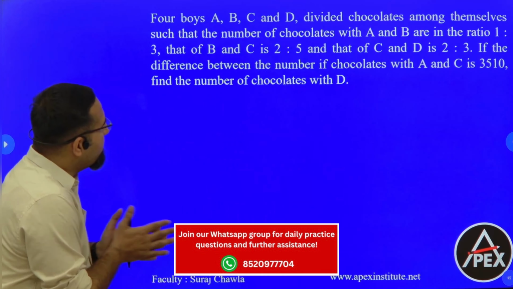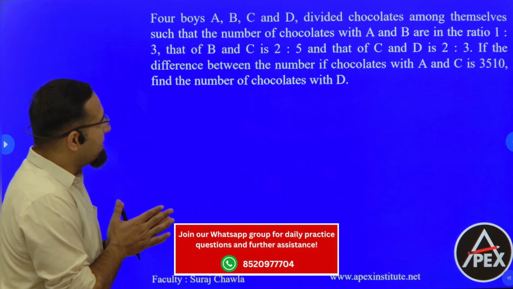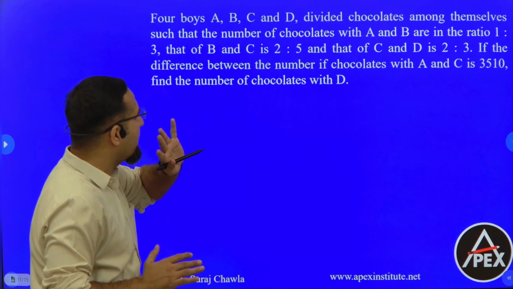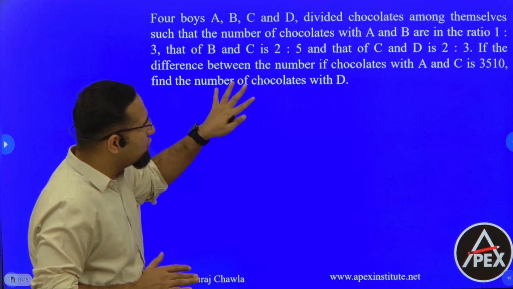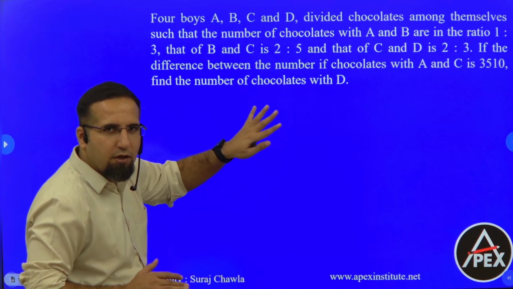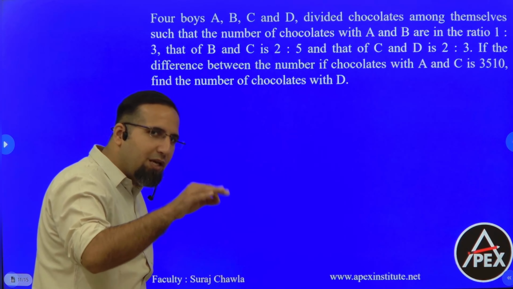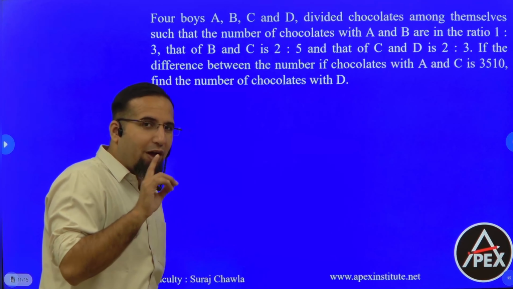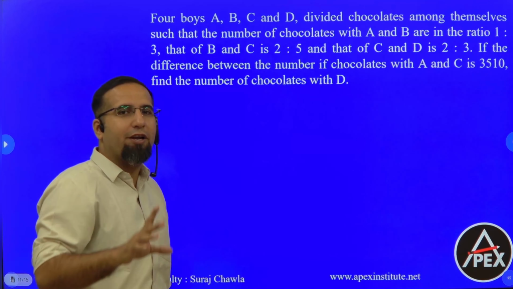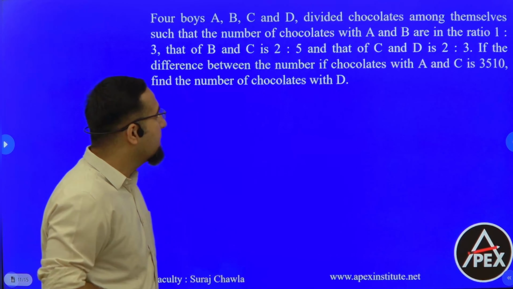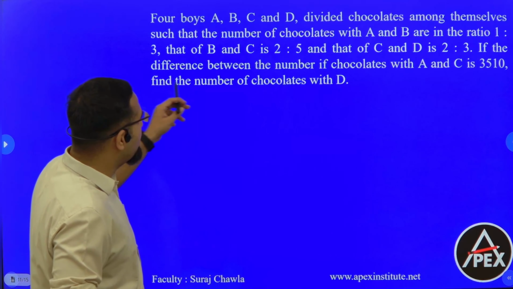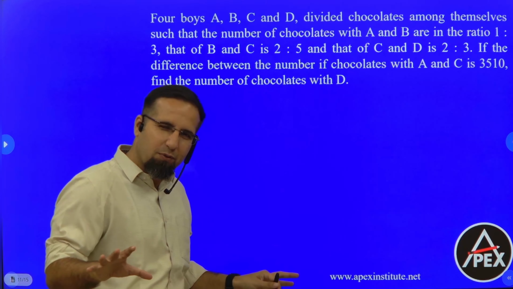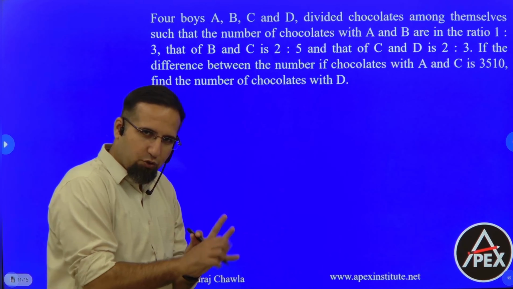Now I'm given 4 boys A, B, C, D who divide chocolates amongst themselves such that the number of chocolates with A and B is in the ratio of 1:3, B and C 2:5, C and D 2:3. So I have A is to B, B is to C, C is to D, which means I have regular ratios. If I have regular ratios, we can apply the shortcut and merge them. Clear? And what else is given to us? If the difference between the number of chocolates between A and C is 3510, find the number of chocolates with D. Very simple question. All we have to do is merge the ratios, right?